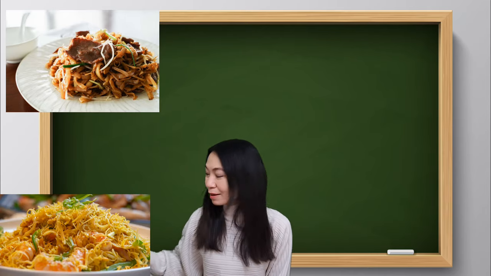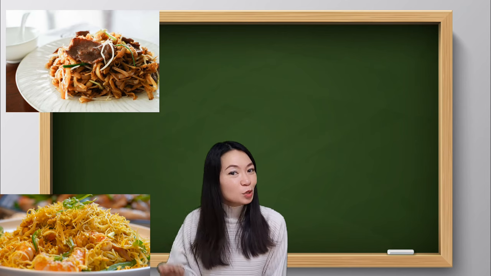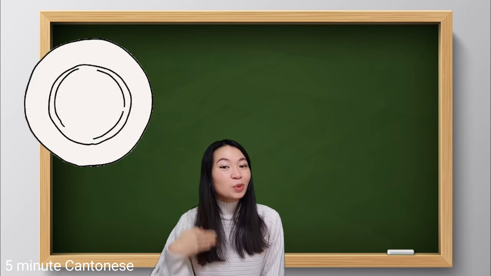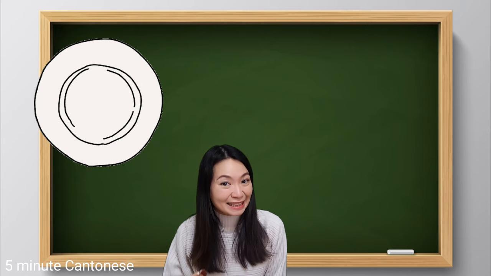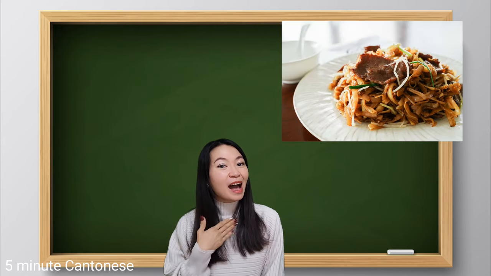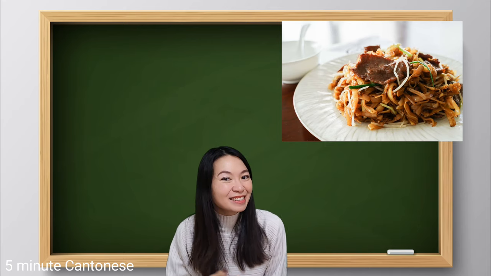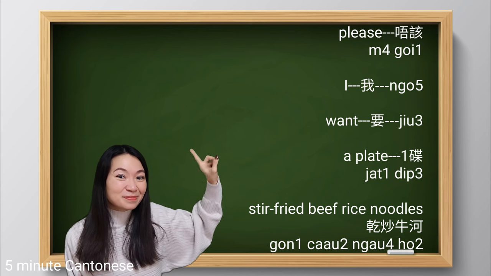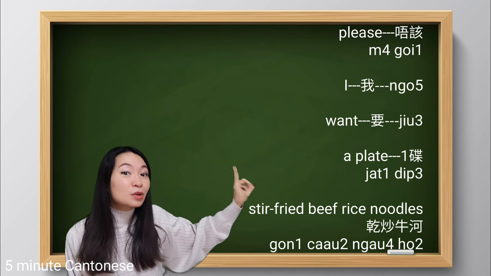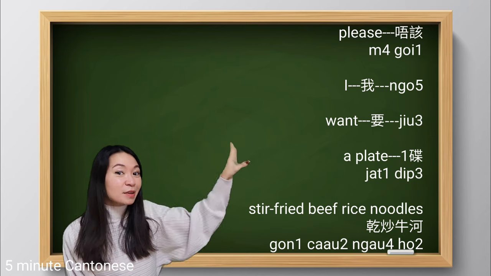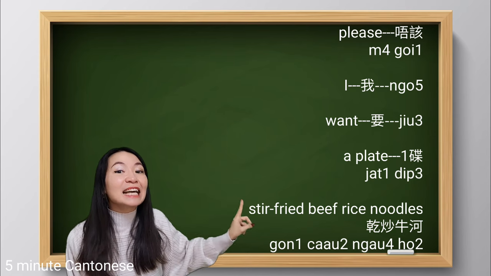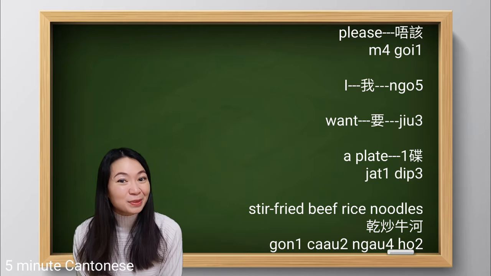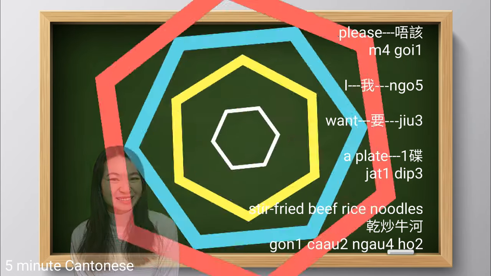How about 乾炒牛河 or 星洲炒米? For these, we use plates as the container, so we'll use the quantifier 碟. For example, I want 乾炒牛河. How to say? This time, let's be polite. 唔該，我要, same here, I want, okay? 一碟乾炒牛河. 唔該，我要一碟乾炒牛河.